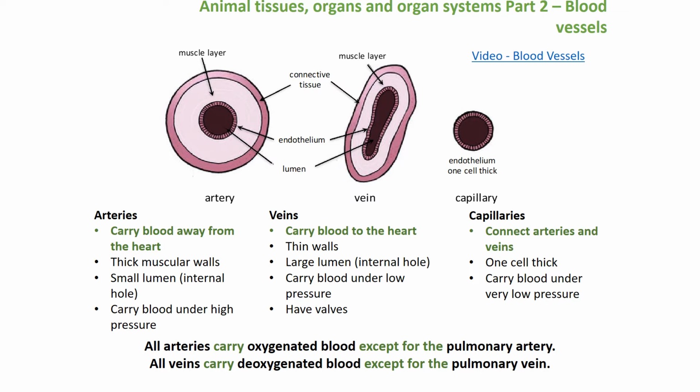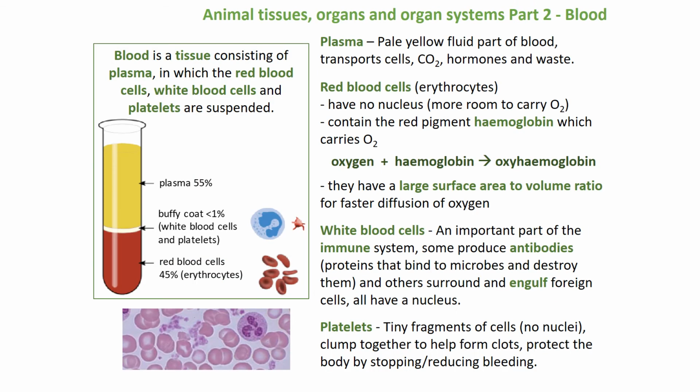Okay, so we're going to move on. And in the last one, we're looking at the blood. Now, there are 4 main parts to the blood, and you can see on the picture how much there is of each of those different sections. Blood is considered a tissue because it contains similar type cells carrying out a function.